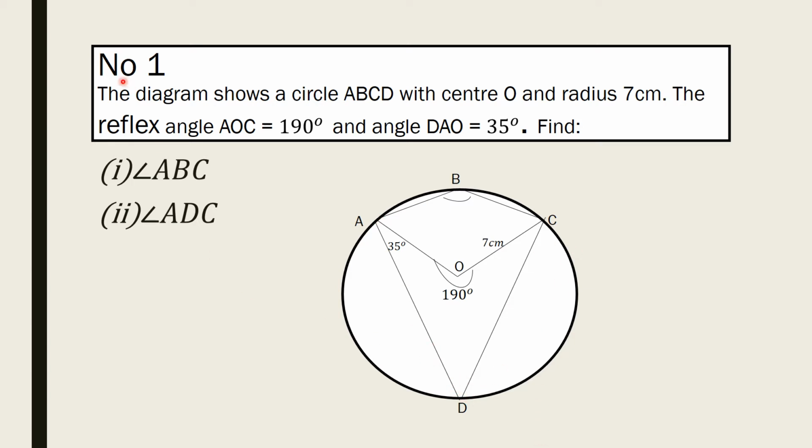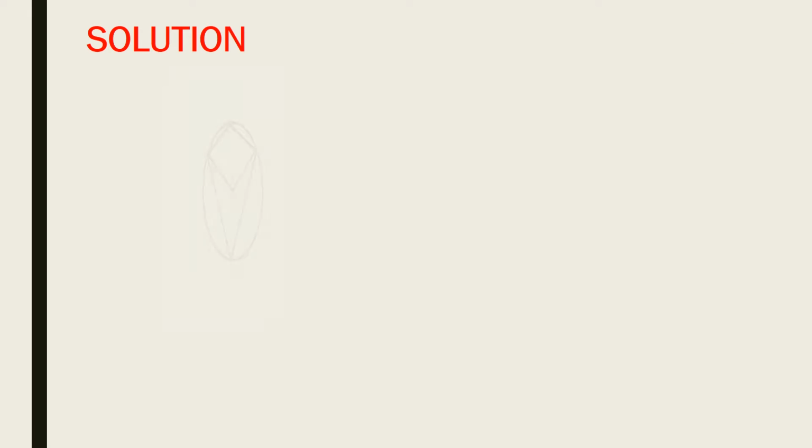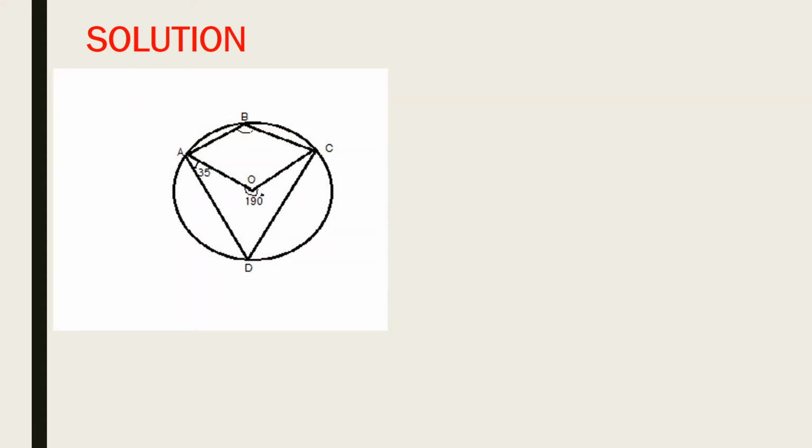Okay, so now let's solve. Get your pen and paper. Let's solve together. So I have my circle back again, and we are to work out angle ABC. How do we find angle ABC, which is the inscribed angle here? This is the inscribed angle, and here is its center. So how do we work it out?